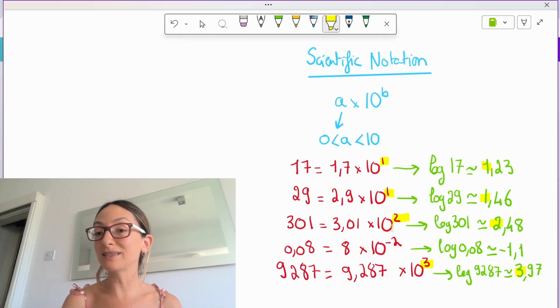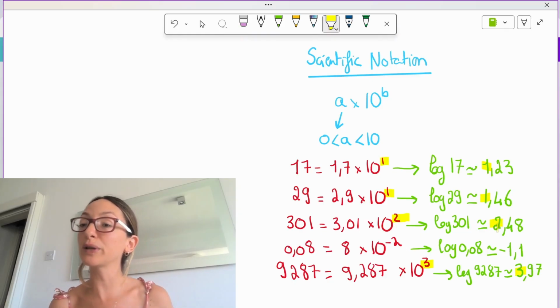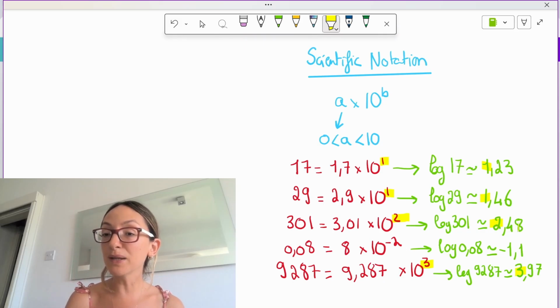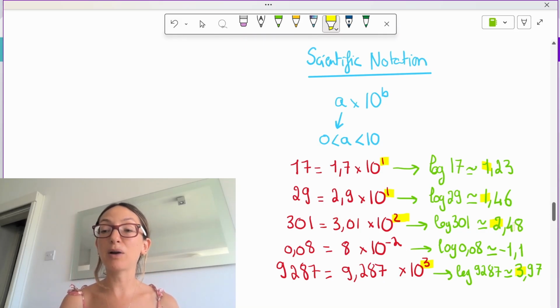301 is the same thing. It's of order 10 to the power of 2. So the logarithm base 10 of 301 is 2 point something. And that little something corresponds to the 3.01. So if we take 10 to the power of 0.48, we will approximately get whatever is left here, which is 3.01.